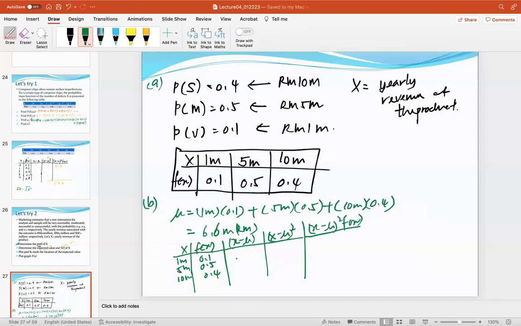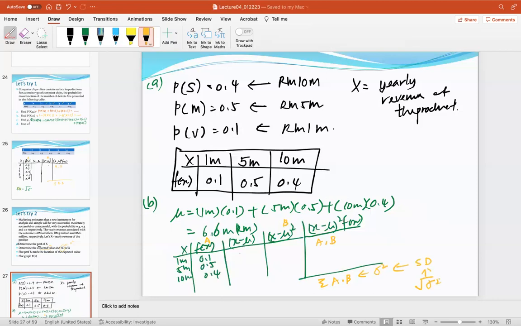Right, so you have your mean. Your x is 1 million. 1 million minus 6.6, you get your answer. Fill up everything. This is your A, this is your B. A times B. This is the summation of A times B, and that is your variance. To get your standard deviation, you need to square root your variance.